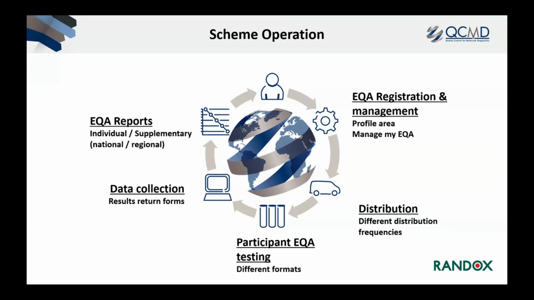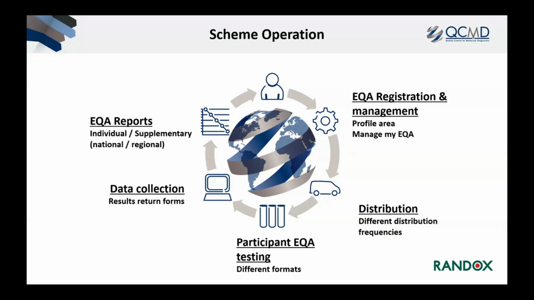At this point, the user is provided with a login and credentials for an online portal, the Items QCMD online portal, where they can add their user details, add information about their analyzers, add information about their workflows, and so on. After this point, users will be distributed panels of EQA samples. There are different frequencies for different schemes around the world, but we'll talk about that in a moment.